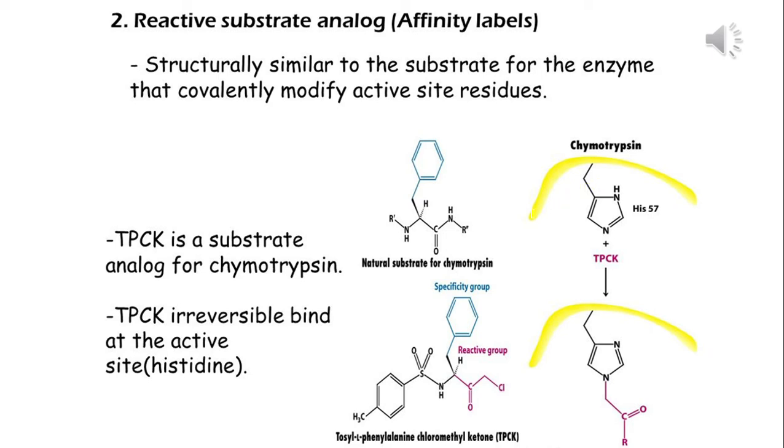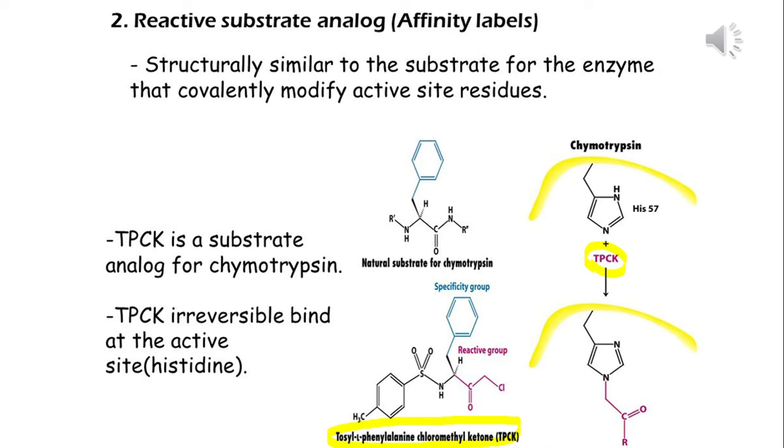There is a TPCK. What is TPCK? TPCK, tosyl L-phenylalanine chloromethyl ketone, the name is given at the bottom, is an irreversible inhibitor. It is a substrate analog, which means it is similar in structure to the original substrate.